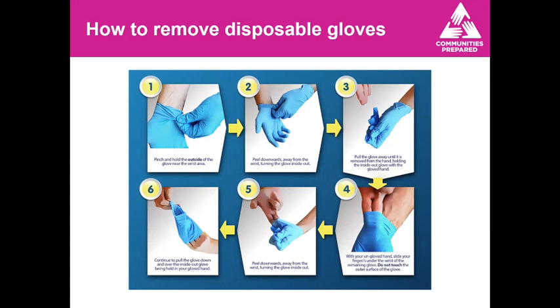And then you put that glove into your other hand, as you can see on slide 3, and hold that in there, and then you pull the other glove across, again turning that glove inside out. So basically what you're trying to do is trap the contamination inside the gloves, which you can then go and dispose of in a bin as quickly as possible before then washing your hands for 20 seconds. So that's the right way to take off disposable gloves if you have them.